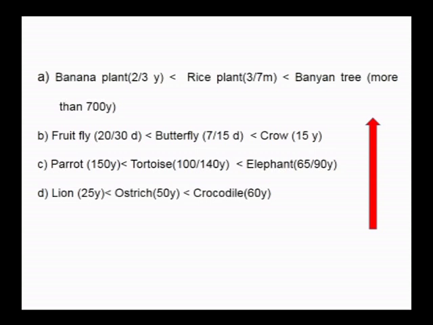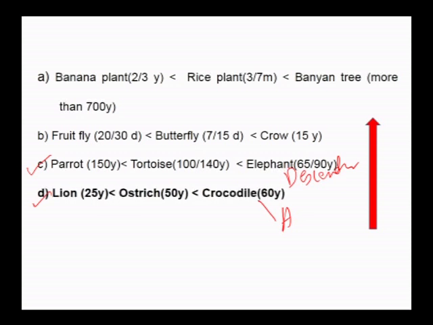But here the question says, arrange the organisms in ascending order, that is from least to highest. Therefore, lion has 25, ostrich 50, crocodile 60. Therefore, the answer is D. Suppose the question is asked in descending order, that is from highest to least, then your answer should be C. So D for the ascending order, C for the descending order.